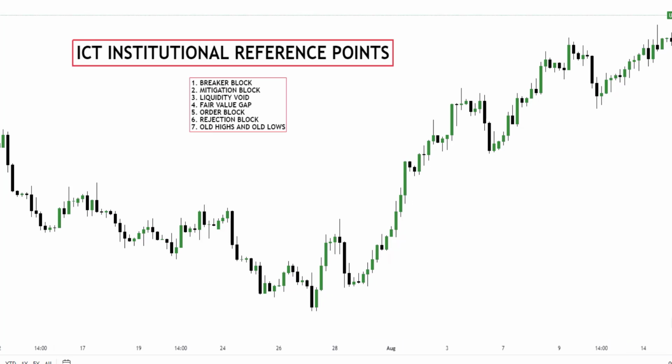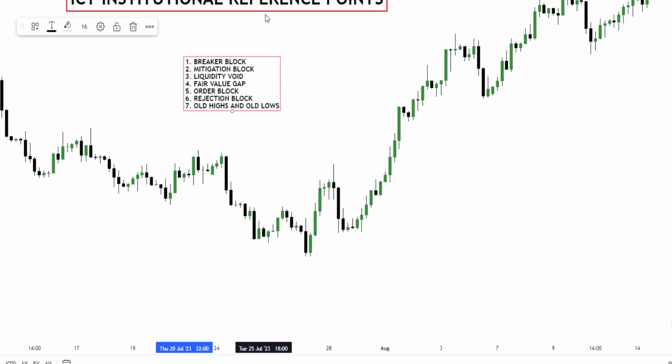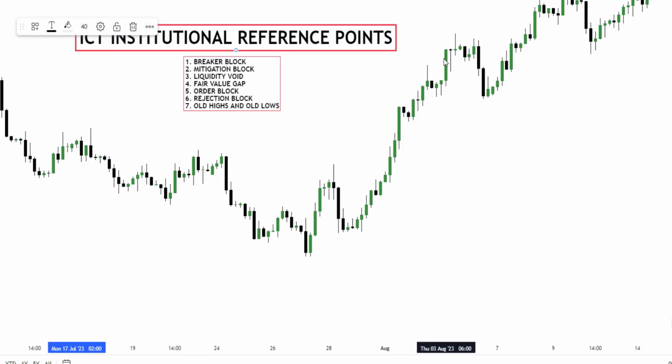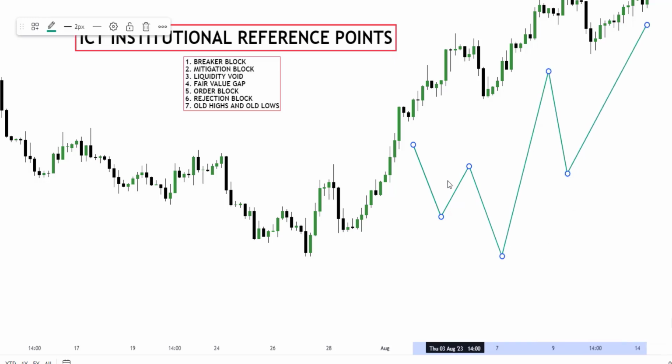A breaker block is simply something like this. I'm not going to waste your time, I'm just going to show you everything in a simple explanation right here. When you have price moving either to the downside or to the upside, and then you see price suddenly do something like this, when you see price move and have something like a break of structure to the downside right here, and then crashing above it, changing direction.